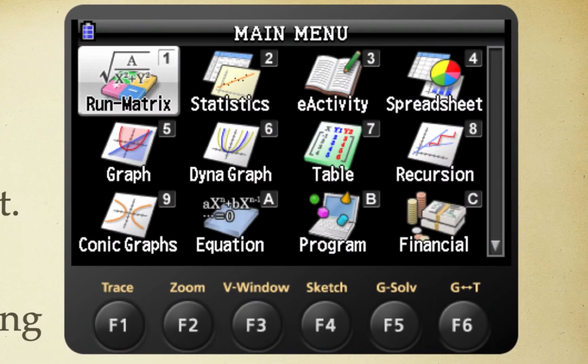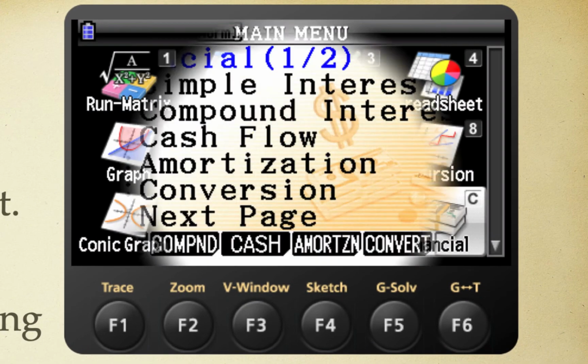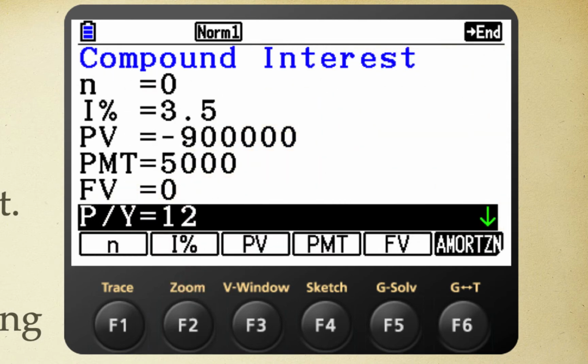So we go to our calculator again and we go to the financial menu. And again, we get that list of options and we are choosing compound interest again. So we get this same list of inputs that we're used to for calculating compound interest. All right, I don't know what n is going to be, so I'm going to leave that blank for right now, but I do know that the interest rate is 3.5%.